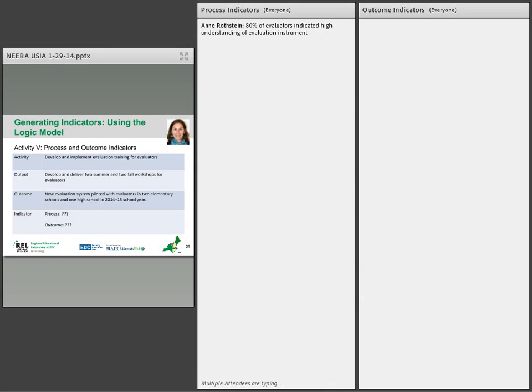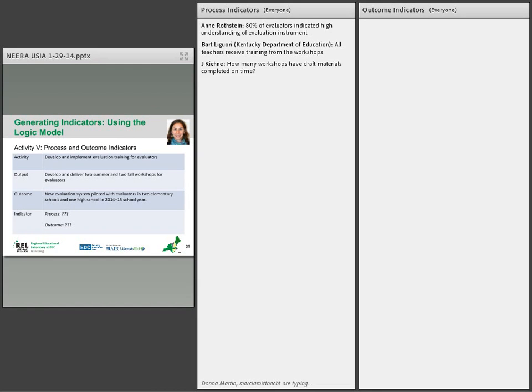So I see that Anne Rothstein has put 80% of evaluators indicated a high understanding of the evaluation instrument as a process indicator. Yeah, so you might use a tool like an end-of-workshop survey to assess the degree to which the evaluation instrument is accessible and understood by your participants. We have all teachers receive training from the workshops. That's right. So if you're doing an evaluator training, a short-term or process indicator or a formative indicator might be something about the participation in the workshops.